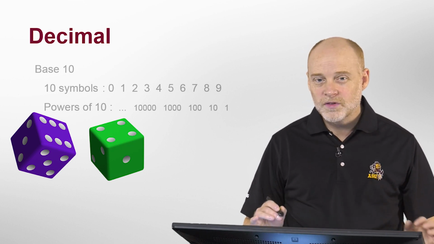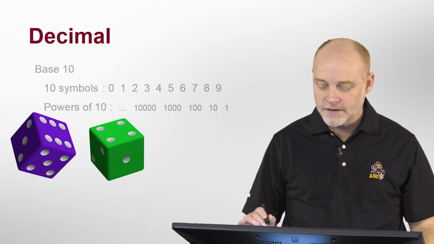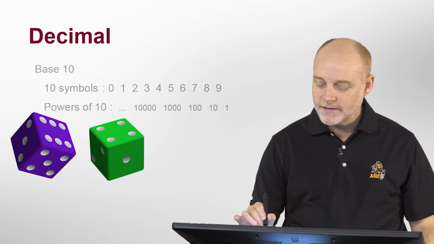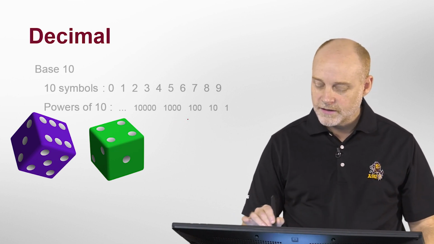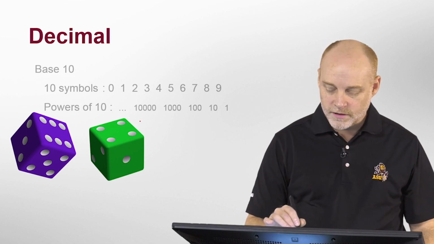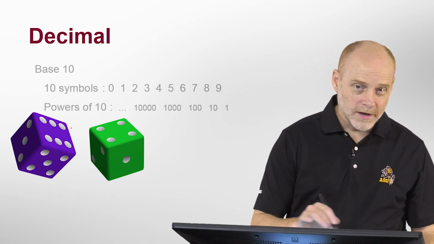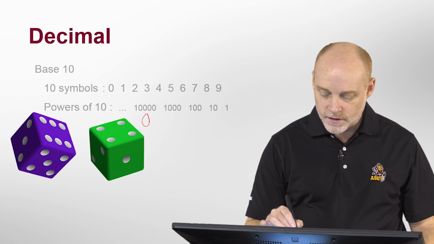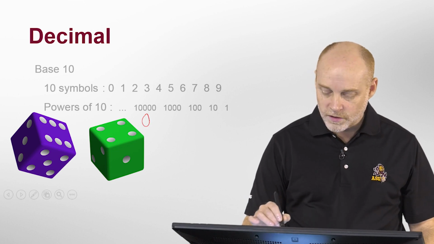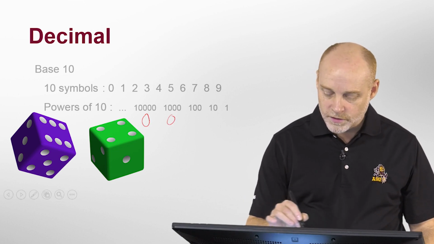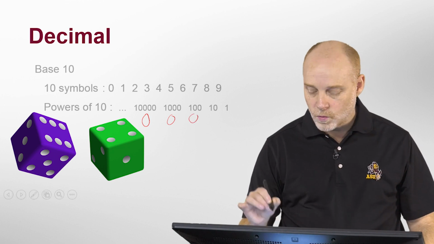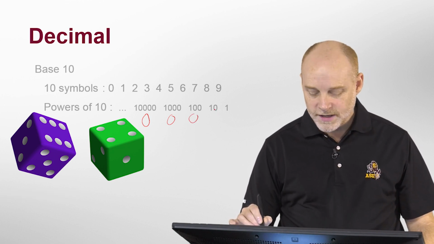And we can represent that value, 21, in the decimal numbering system by placing these symbols in these columns. And so we would ask ourselves, well, how many 10,000s are there in this 21? And of course there are 0 10,000s in the 21. And of course there are also 0 1,000s. There are no 100s, but there are some 10s in there.